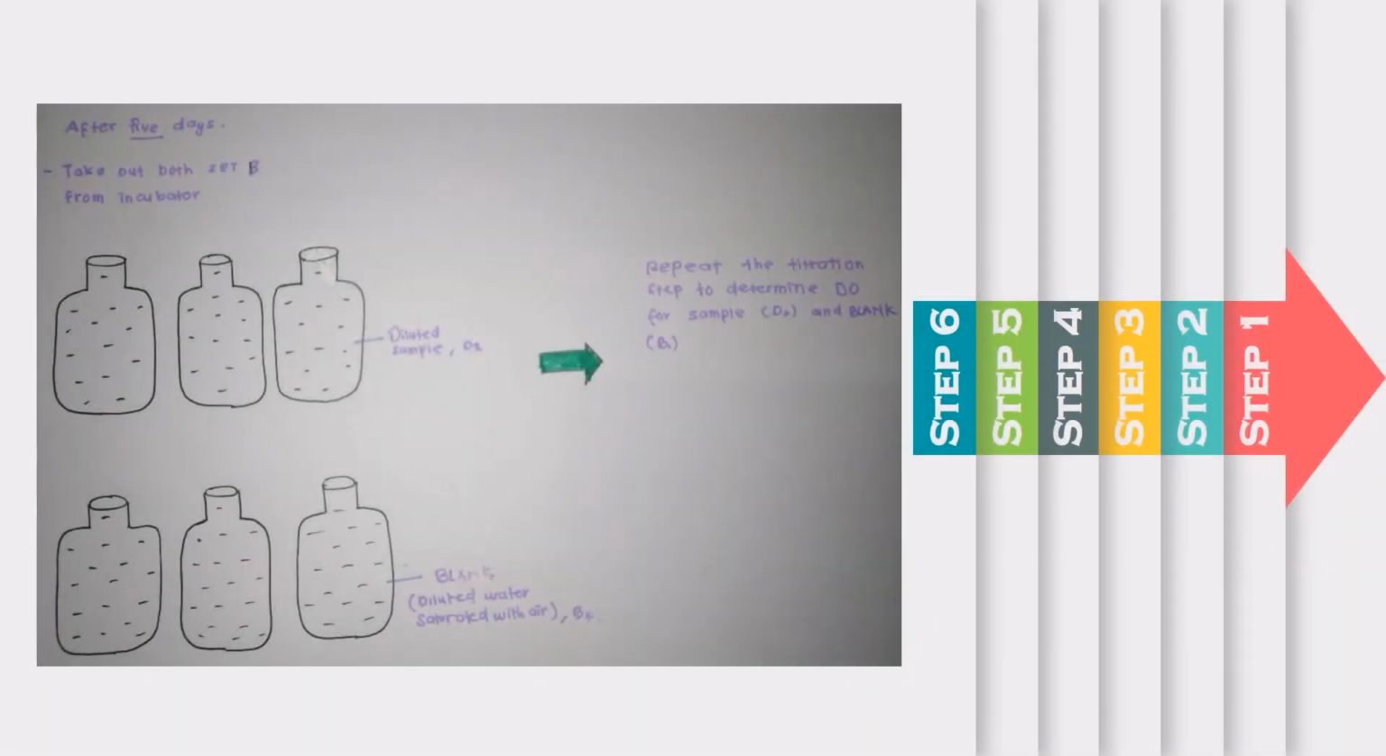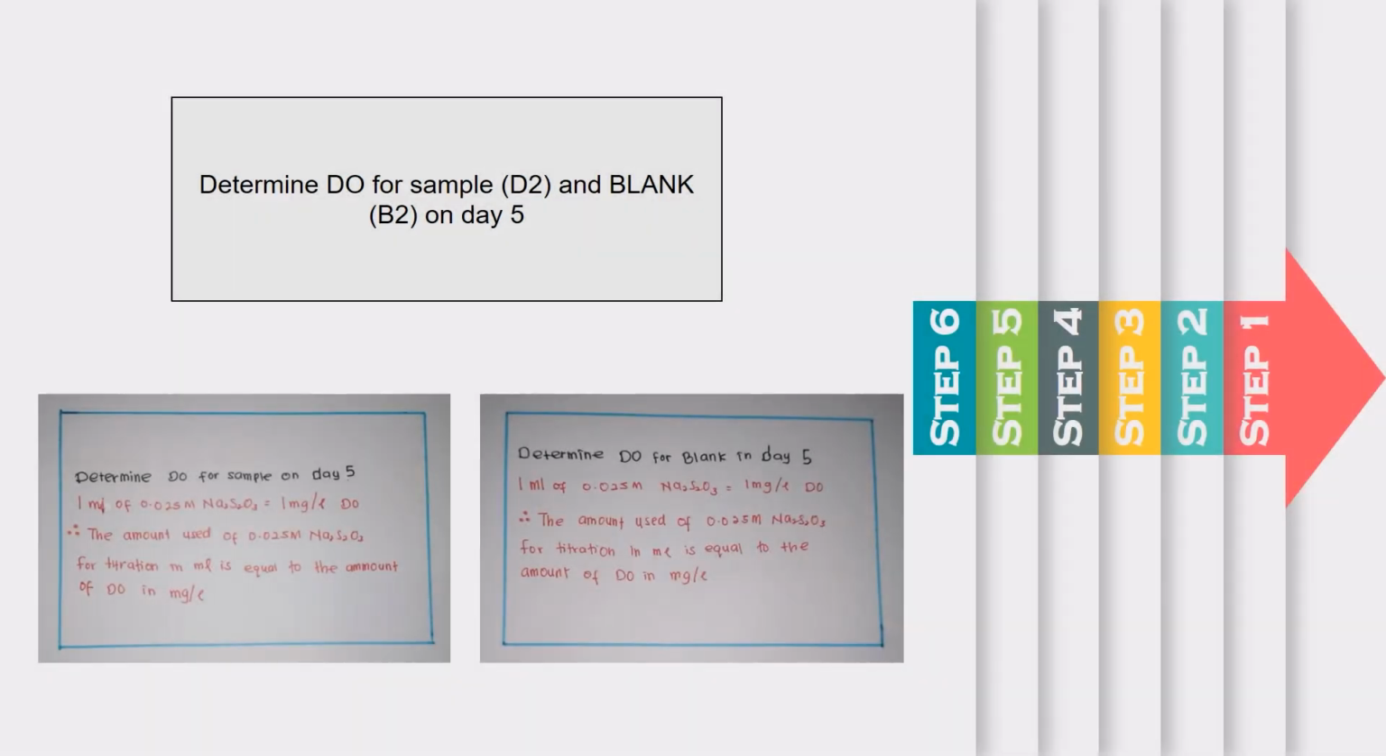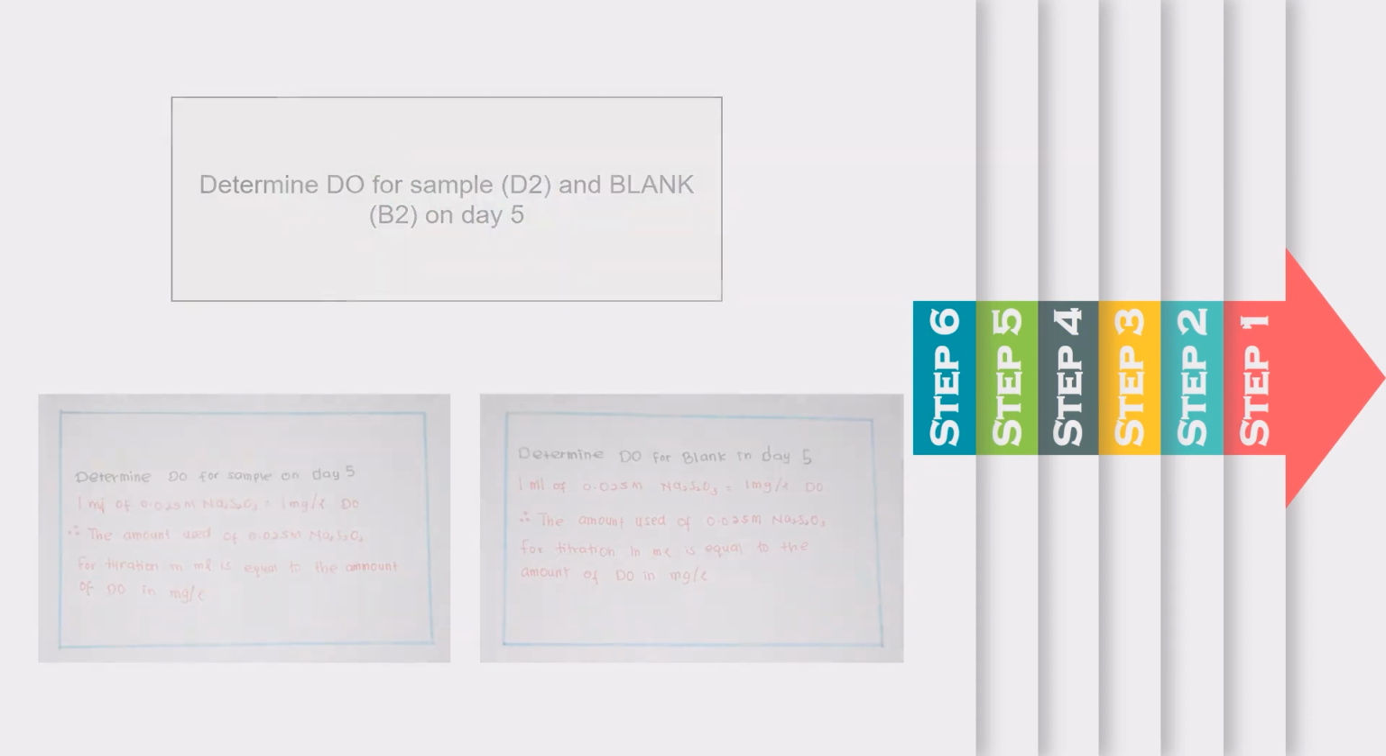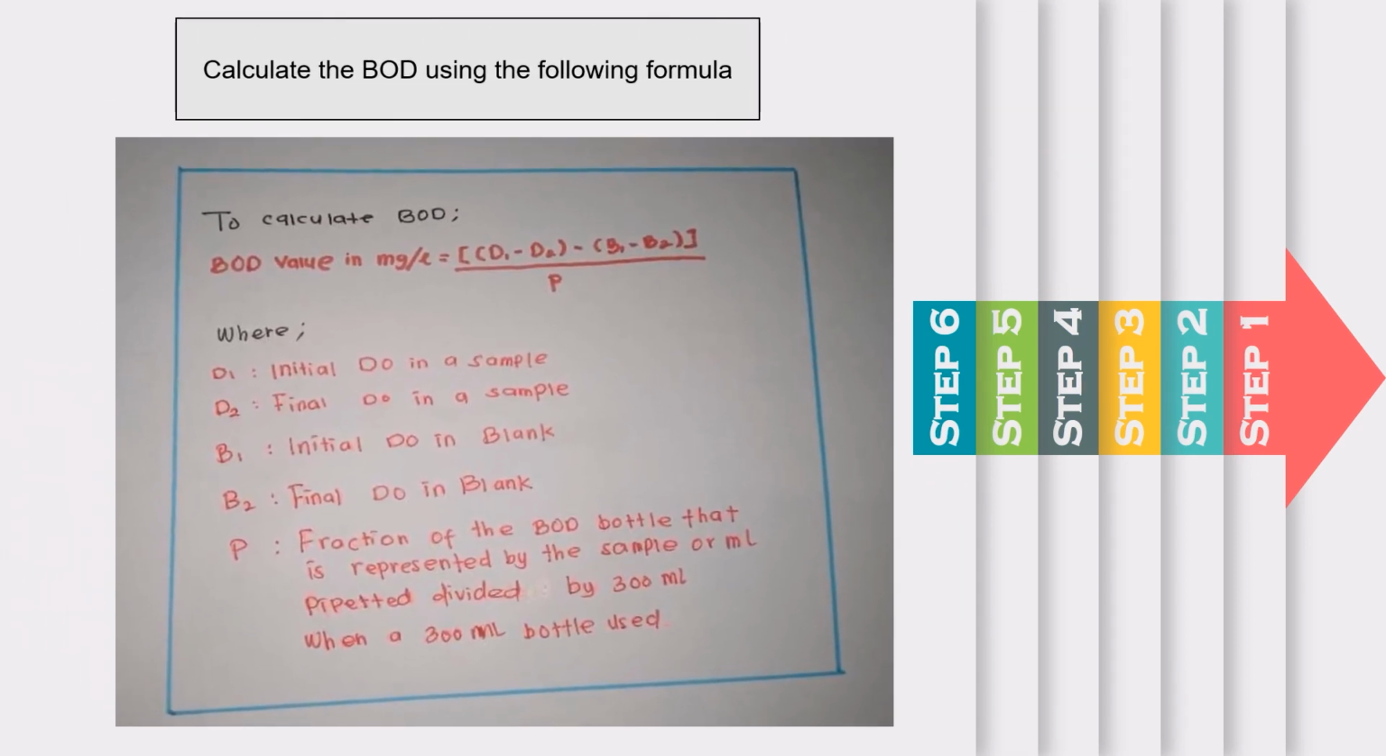After 5 days, take out both set 2 bottles from the aluminium foil and incubator, which are the diluted sample, D2, and the blank, B2, that contain the dilution water saturated with air. Repeat the titration steps to determine DO for sample D2 and blank B2. Next, determine DO for sample and DO for blank on day 5. The amount used of 0.025 molar sodium thiosulfate for titration in milliliter is equal to the amount of DO in milligram per liter.